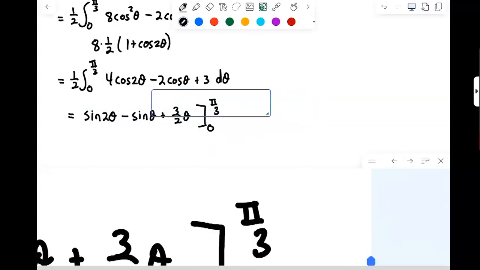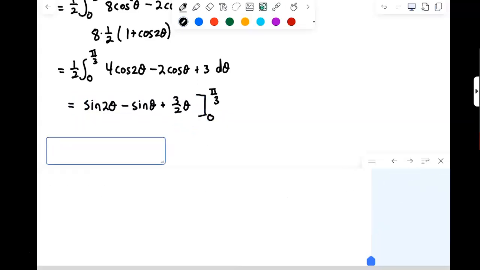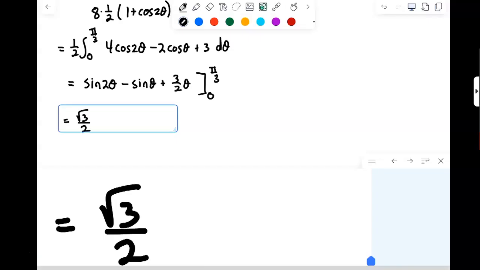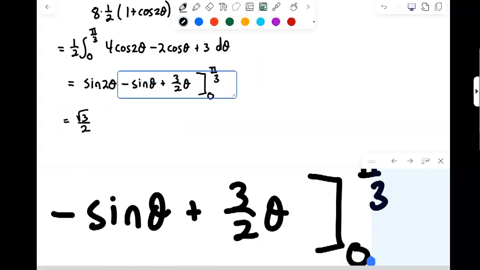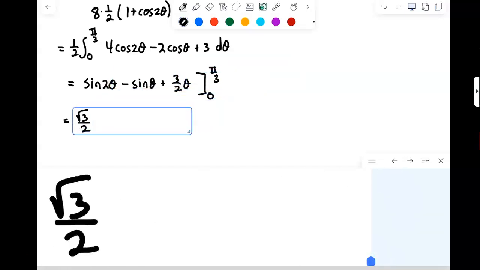So if we plug pi over 3 in and double it, we're going to have 2 pi over 3. Reference angle will be pi over 3. We're in the second quadrant. Sine of pi over 3 is square root of 3 over 2. And since it's in the second quadrant, it's positive, so it stays the square root of 3 over 2. And that'll be minus sine of pi over 3. But sine of pi over 3 is just square root of 3 over 2.